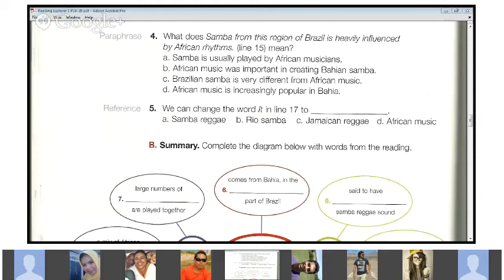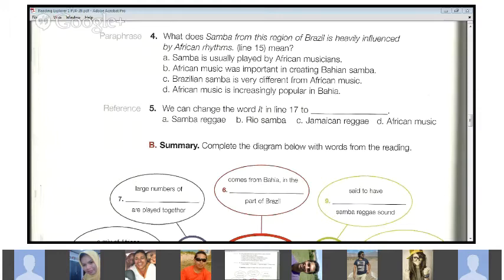Number 4. Who would like to read? Can I? Yes. What does "samba from this region of Brazil is heavily influenced by African rhythms" mean? A. Samba is usually played by African musicians. B. African music was important in creating Bahian samba. C. Brazilian samba is very different from African music. D. African music is increasingly popular in Bahia. I think it is B. Yeah, very good. Excellent. So 4, I agree, B.